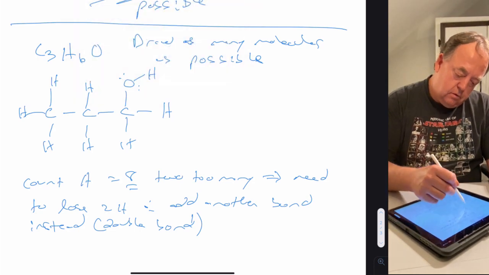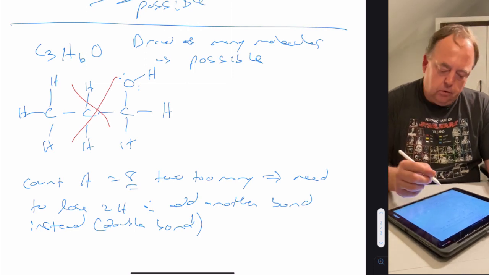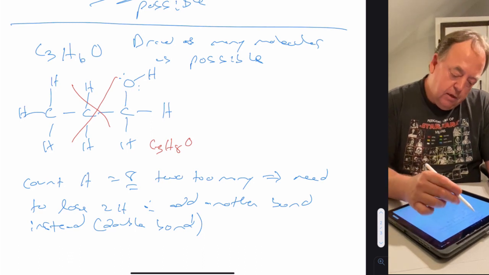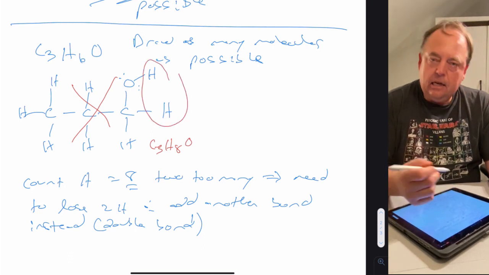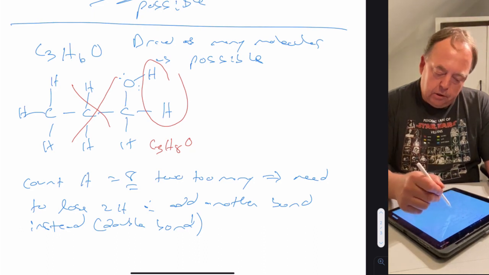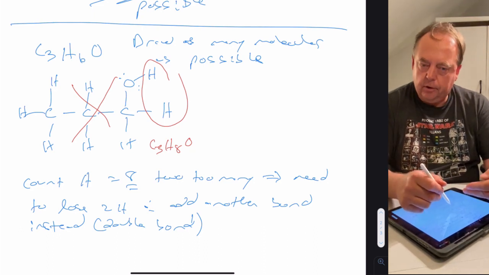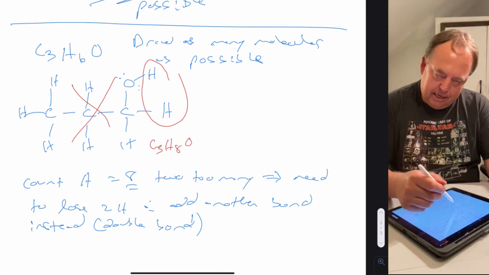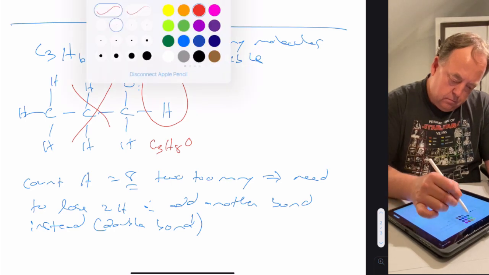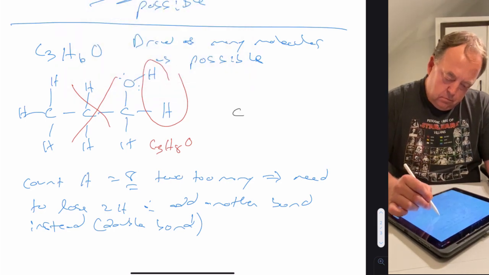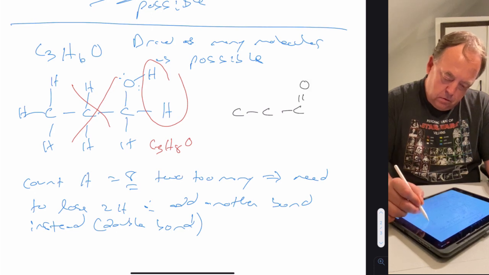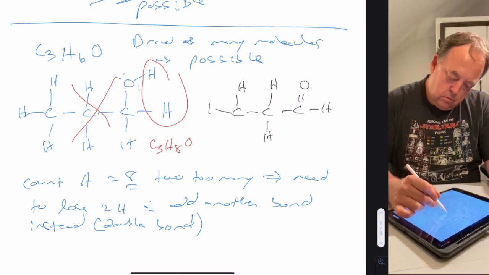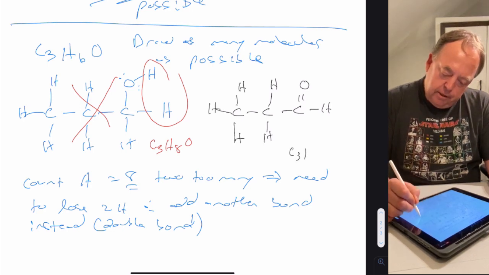So this is not a good structure because it's not C3H6O. This is C3H8O, and we want C3H6O. So let's get rid of two hydrogens and add a double bond instead. So get rid of two hydrogens between two atoms that are in a bond. That way when you remove those hydrogens, you can add another bond, and each atom maintains its octet. Okay, so that is C3H6O.